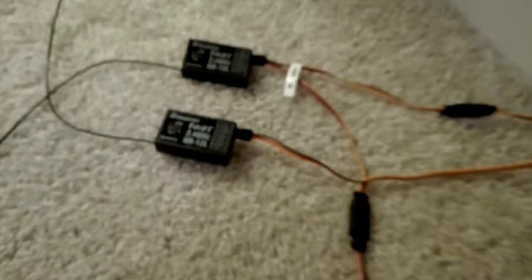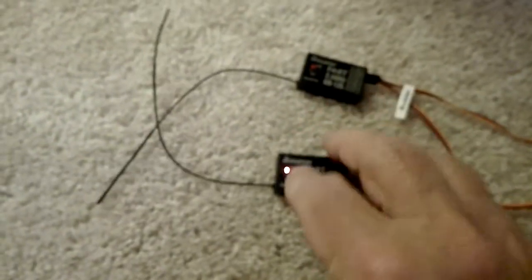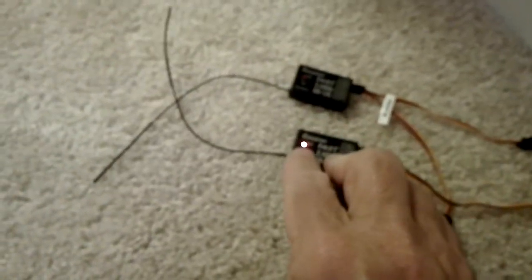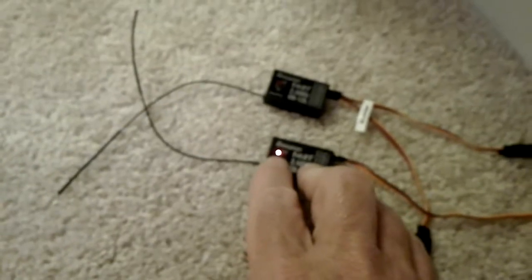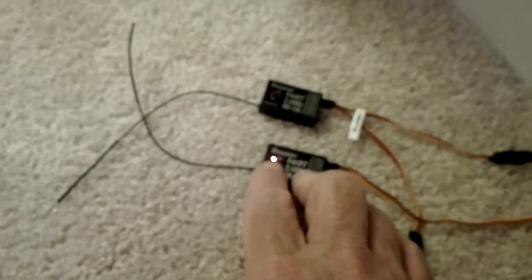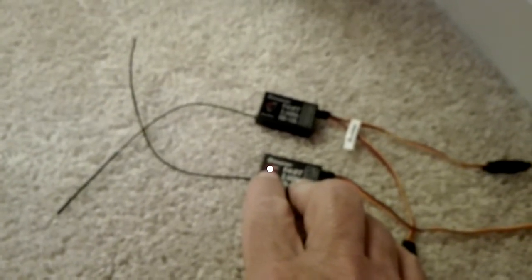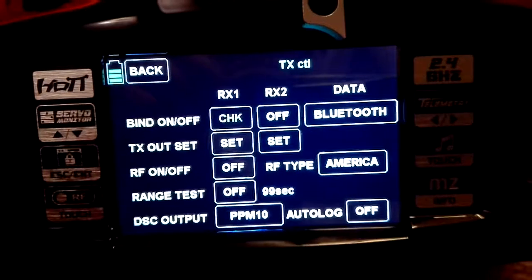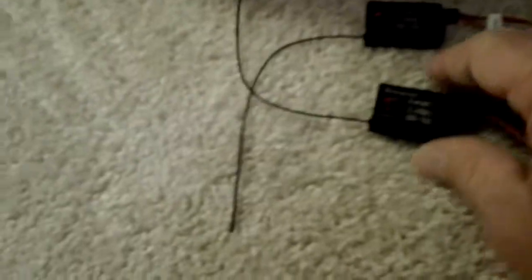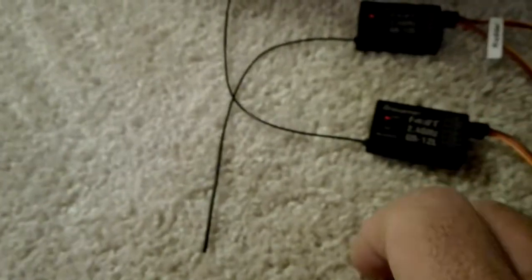So first I will bind receiver number one. So the procedure is we hold the red light has to be on. We hold the button. And as soon as the light goes off, we hit RX1. And it didn't do it because probably the transmitter is too close to the receiver. So let's try again.